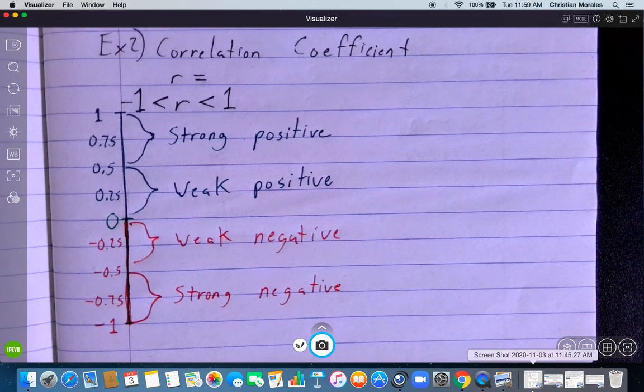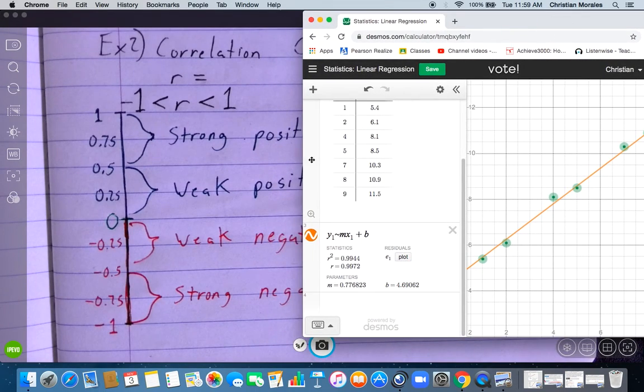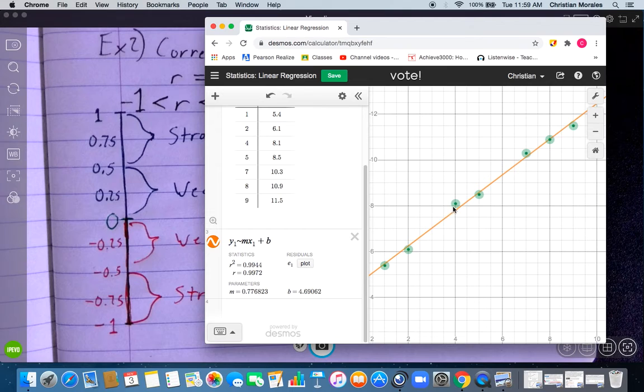So for example, in the graph that we had here, the R is right here, 0.99. So if you look at that number, 0.99 would be very strong correlation. And what that means is, if you look at the points, they are very close to the line.